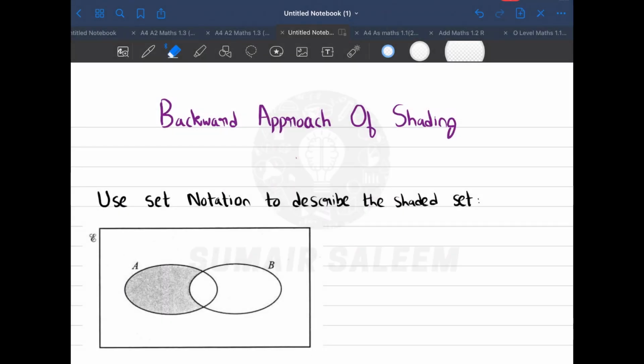Hi guys, in this lesson I'll be talking about the backward approach of shading. What's the backward approach of shading? In these types of questions you are given a shaded Venn diagram and you are supposed to write down the set notation. In the shading question you are given set notations and you are supposed to shade. Here it's backward.